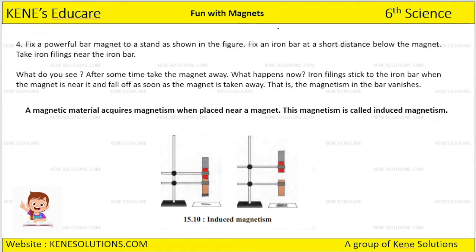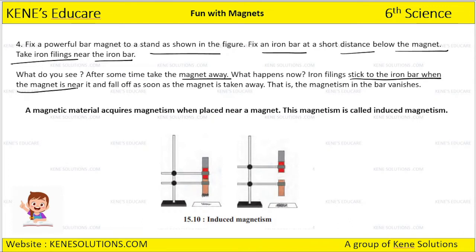Now, fix a powerful bar magnet to a stand as shown in the figure. Fix an iron bar at a short distance below the magnet. Take iron filings near the iron bar. ओके, हमें पावरफुल बार मैग्नेट को स्टैंड पे फिक्स करना है, आयरन बार at short distance, and take iron filings. What do you see? After some time, take the magnet away. What happens? Iron filings stick to the iron bar when the magnet is near to it and fall off as soon as the magnet is taken away.